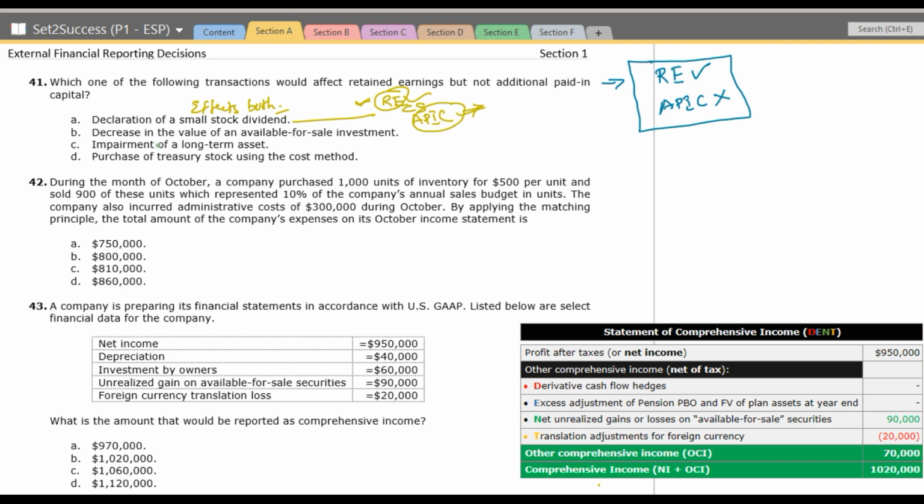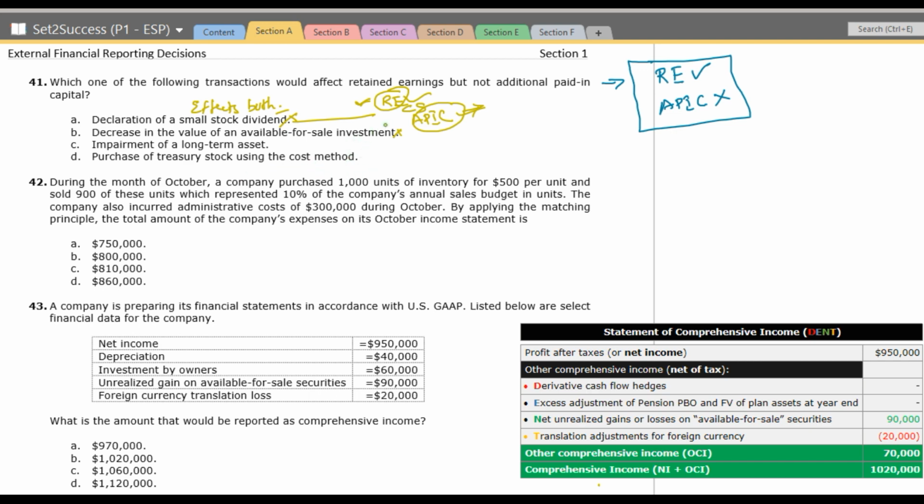Now, decrease in the value of available for sale investment. It will not affect the retained earnings, and it will neither affect the additional paid-in capital, because it goes to other comprehensive income. So it is not part of retained earnings, and it is also not part of additional paid in capital.